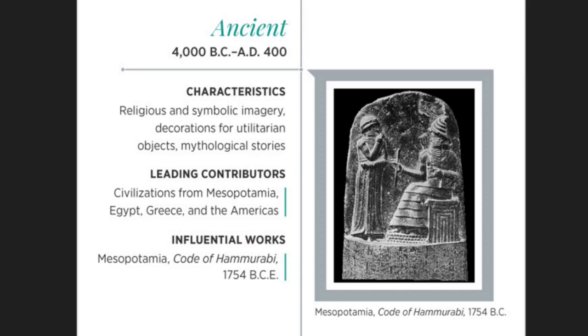The medium of a work of art from this period varies depending on the civilization that produced it, but most art served similar purposes: to tell stories, decorate utilitarian objects like bowls and weapons, display religious and symbolic imagery, and demonstrate social status. Many works depict stories of rulers, gods, and goddesses.